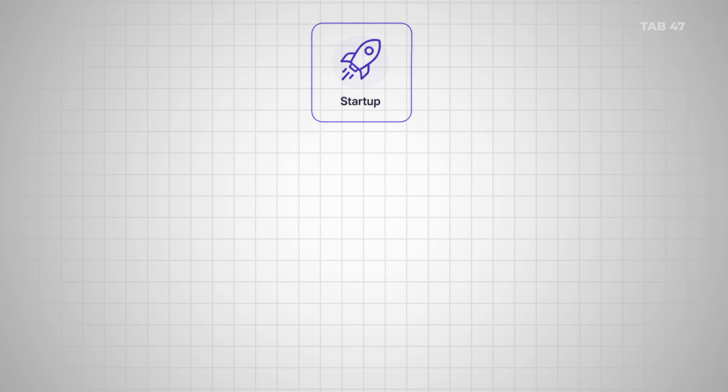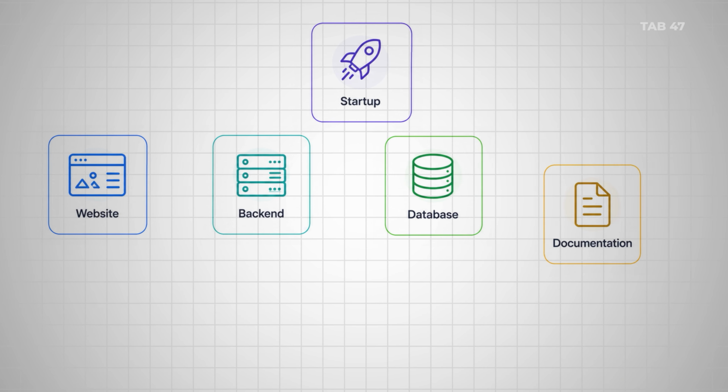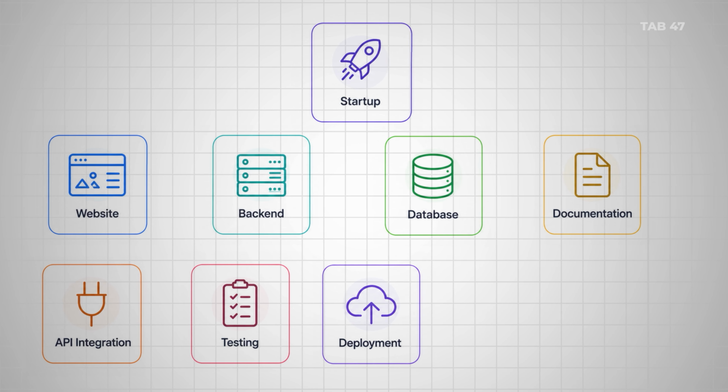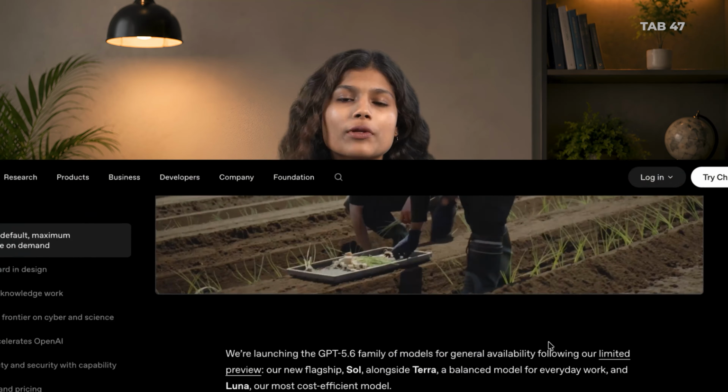Let's imagine you're building an entire startup. You need a website, a backend, a database, documentation, API integration, testing, deployment, security review, bug fixing. Now imagine asking an AI to help with all of that. That's where Sol shines. Instead of only answering individual questions, it's designed to understand larger projects. It keeps the context better, it reasons through complicated decisions, and it performs much better on tasks that involve multiple steps instead of one single prompt.